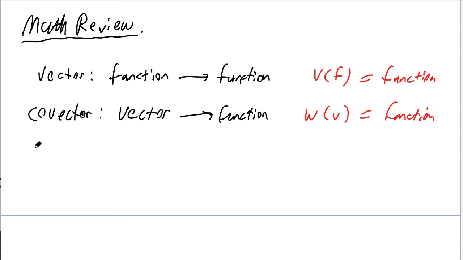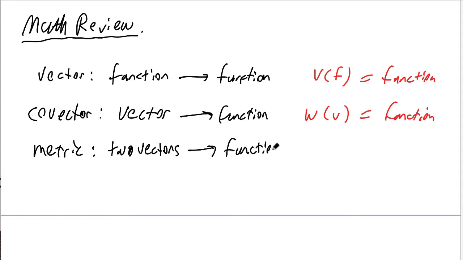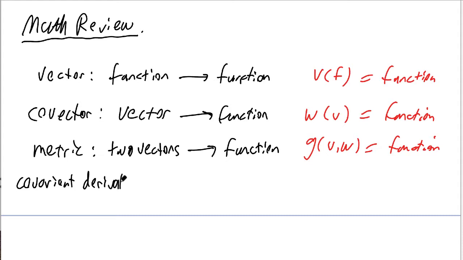We also define the metric. And the metric maps two vectors, or two vector fields, to a function. And we denoted that by G acting on, say, V and W. And now our latest object is the covariant derivative, which maps a vector to a vector.